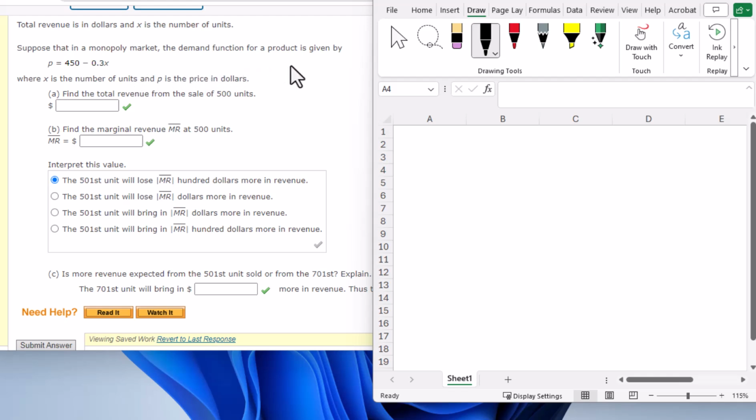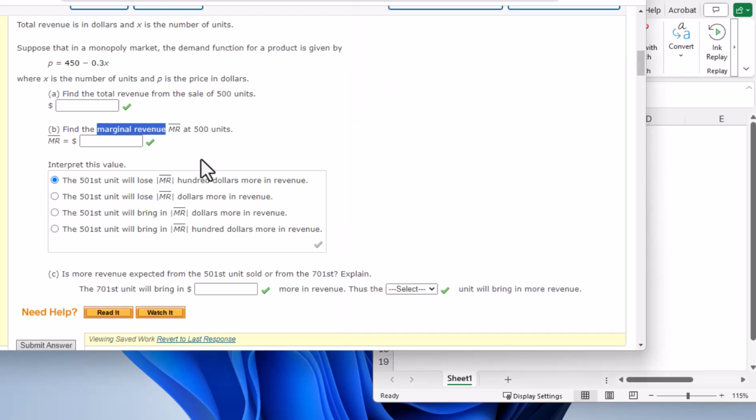Suppose in a monopoly market, there's a demand function. And when we say demand function, that's the demand price. So this lowercase p is the price. There's an equation. It depends on the number of units. Find the total revenue at 500 units. Find the marginal revenue.